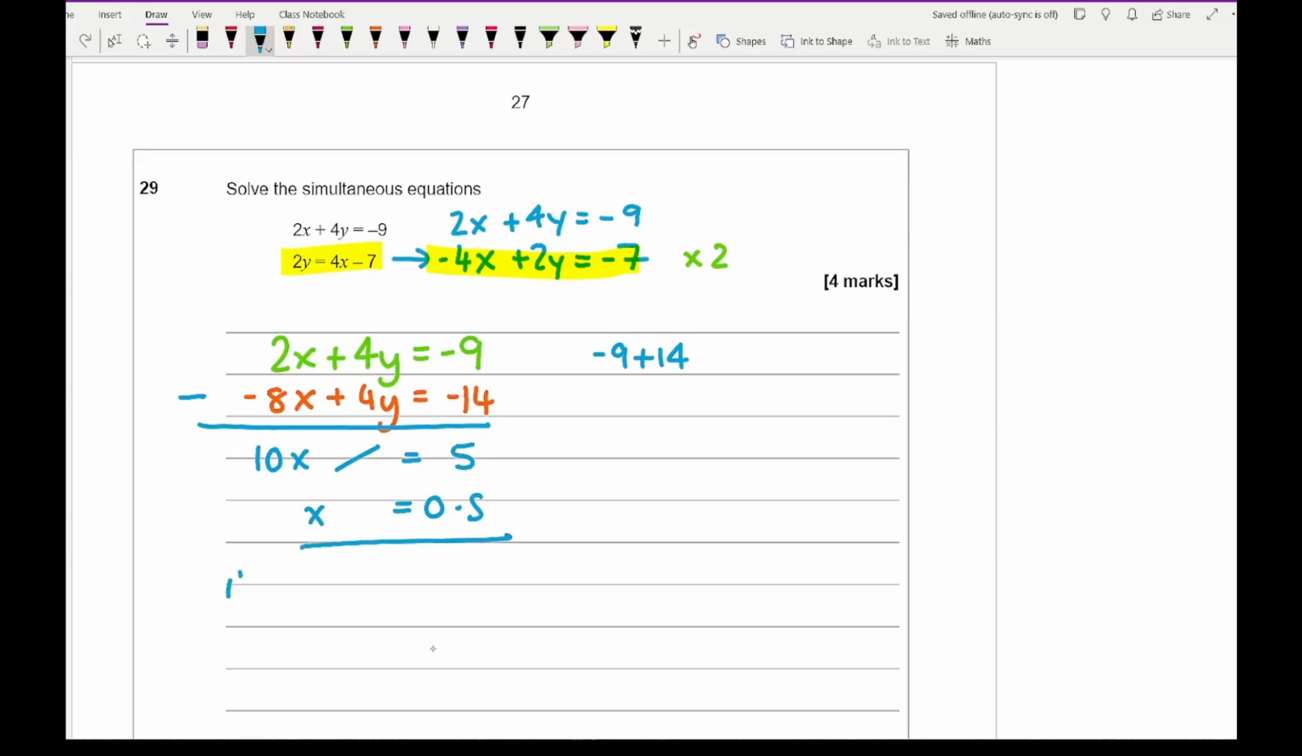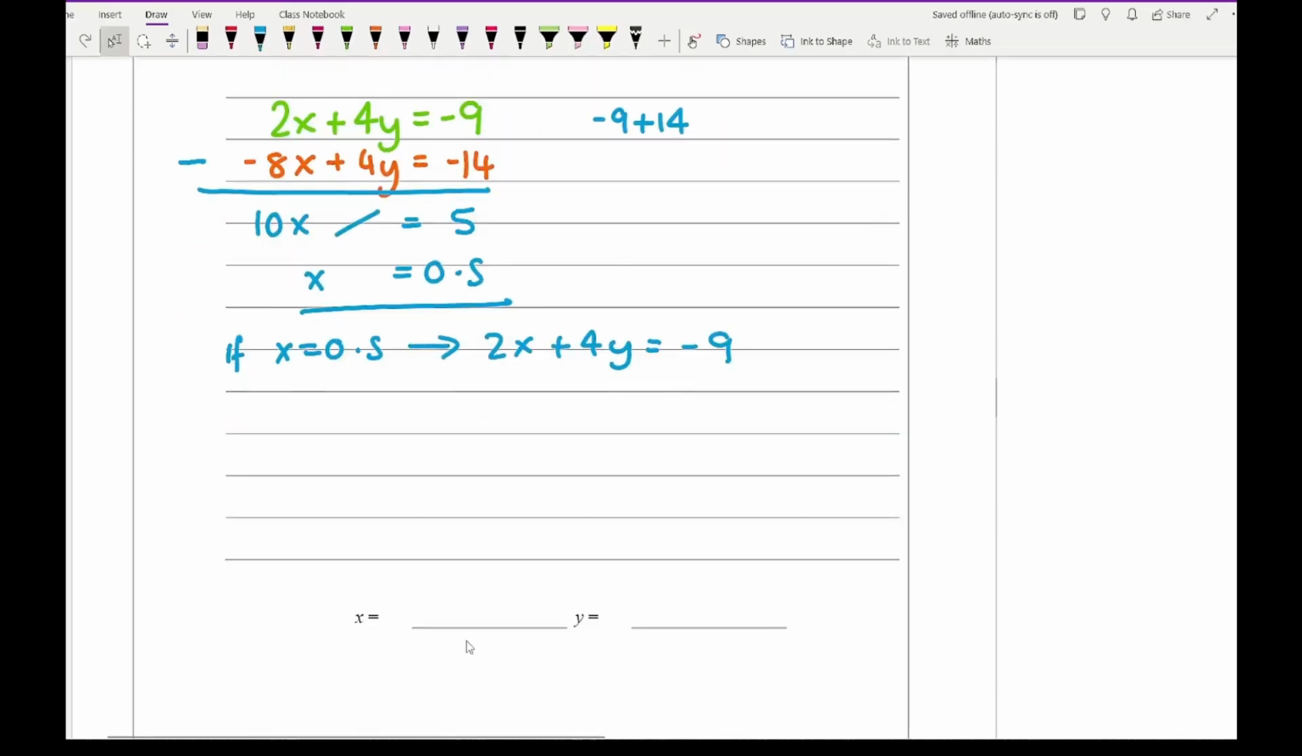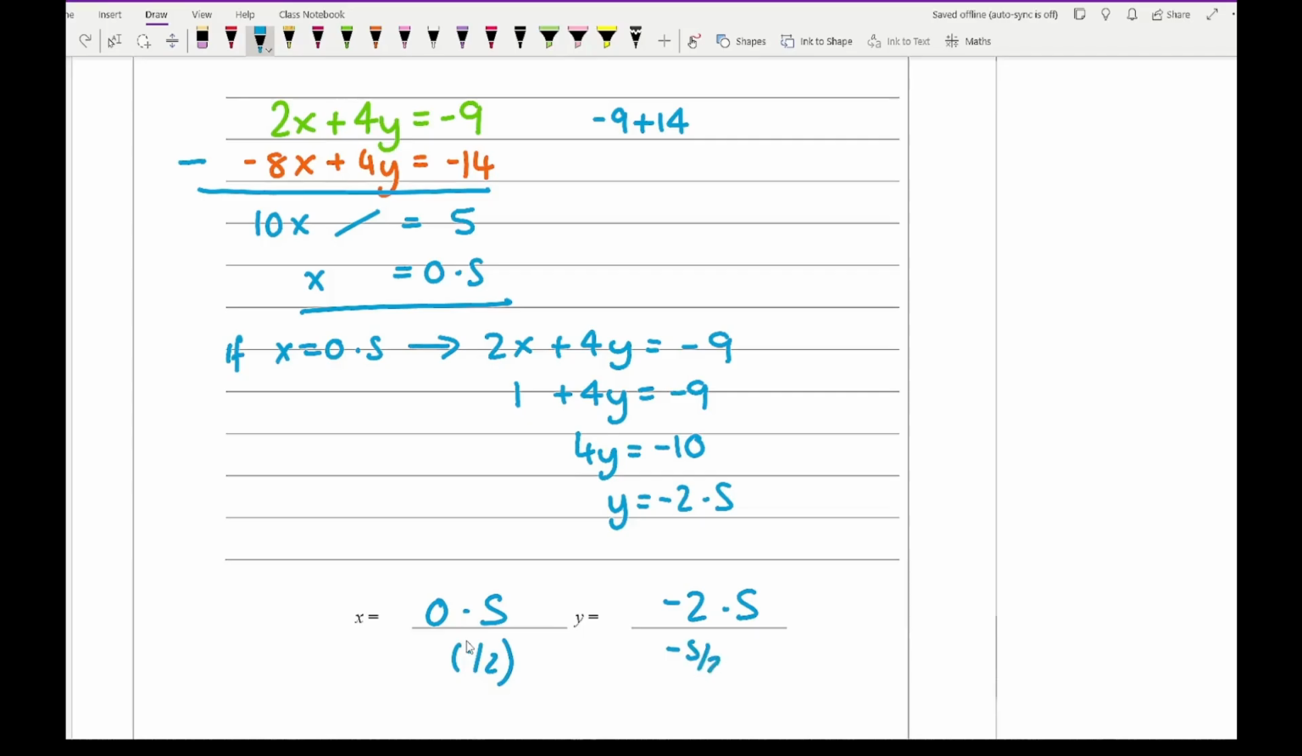So then if x equals 0.5, then using 2x plus 4y equals minus 9, I then get 2 times a half is 1, plus 4y equals minus 9. So 4y is going to equal minus 10. So y equals minus 2.5. And there are my two values, which if you wanted to, you could give as fractions. So x will be a half, and y will be minus 5 over 2, or minus 2 and a half.